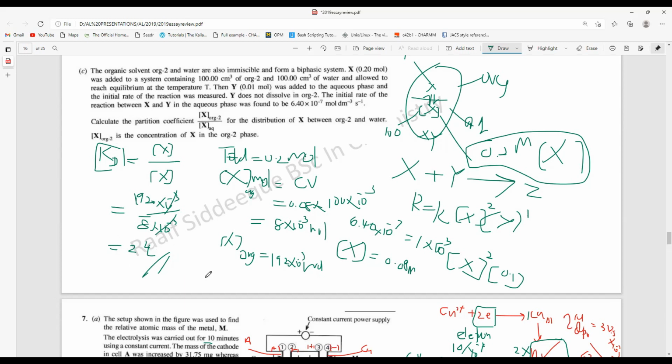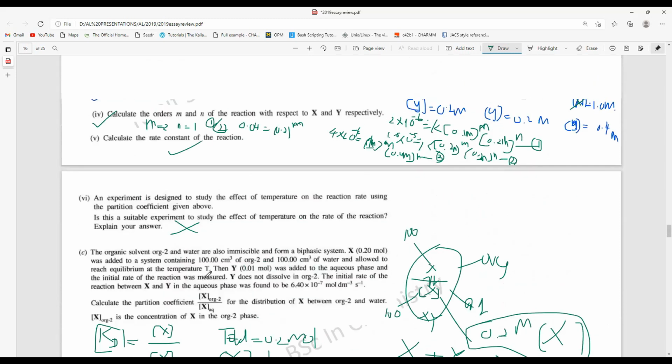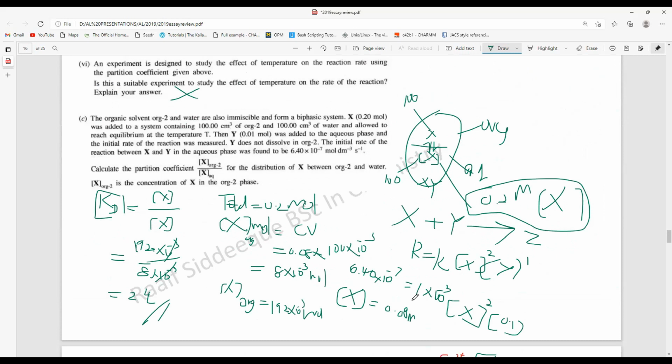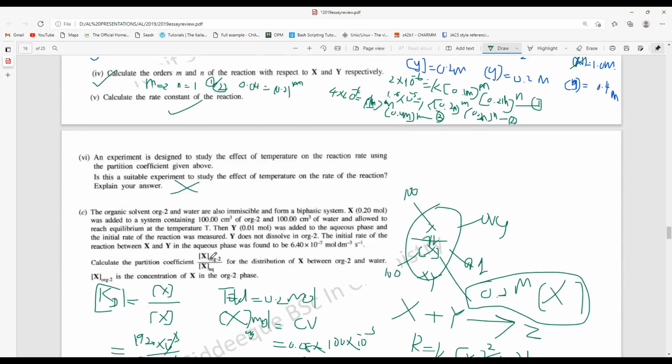This is the idea. This is also a nice part, because here you need to calculate the rate constant, and here you need to use that rate constant to get the initial concentration of X. Then you can find the equilibrium amount present in the organic phase. Then you can divide these two to get the distribution coefficient. Okay. Yeah, so that is it. That is also a very nice question.